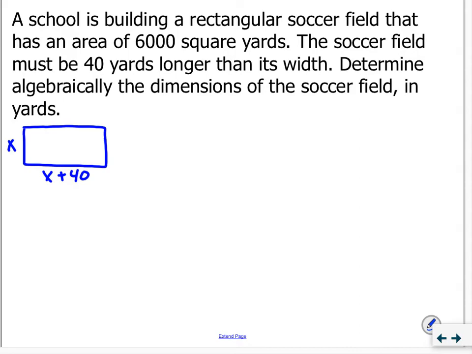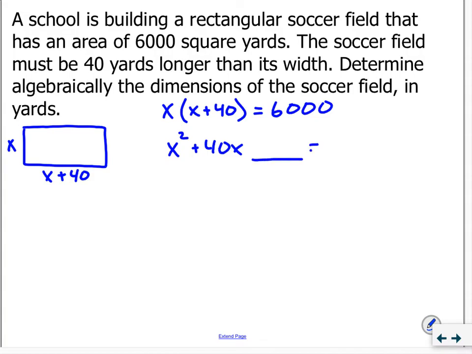So let's see if we can write an equation for it. We're going to do a length times a width, and that's going to equal our area of 6,000 square yards. Holy big number there. Again, when I look at this, it's almost setting up for a completing the square problem, and not a bad one either. You could set it equal to 0 and factor it, or do the quadratic formula. You could do that too. I like completing the square, though.